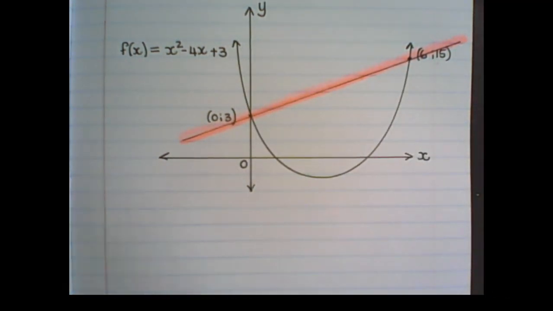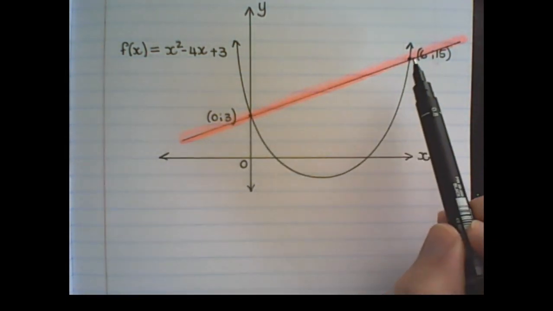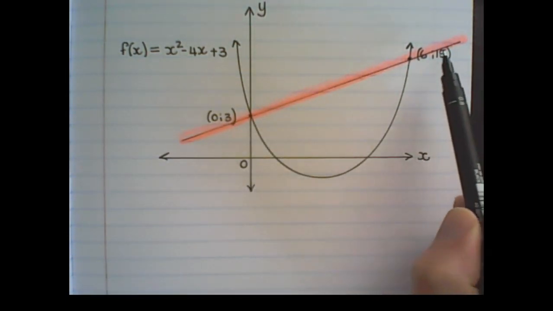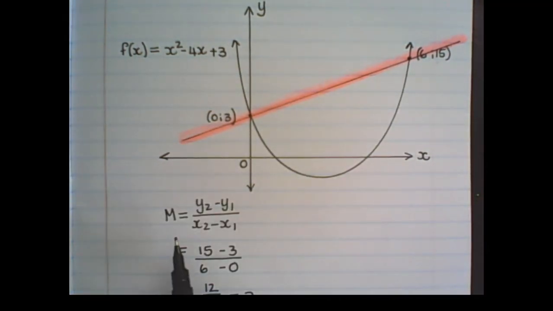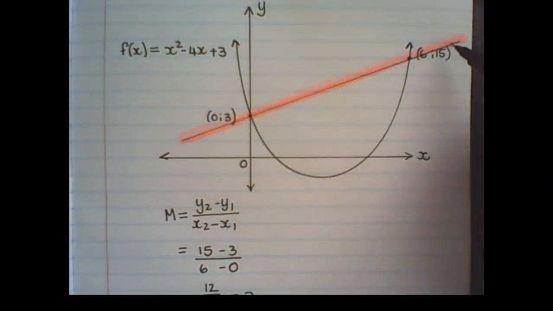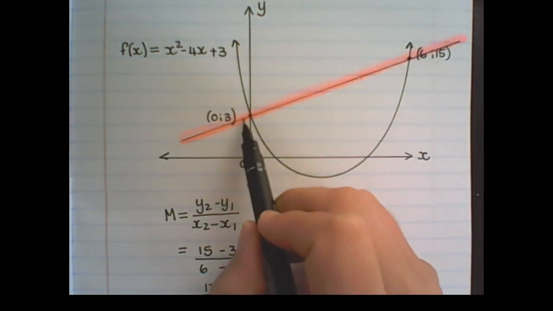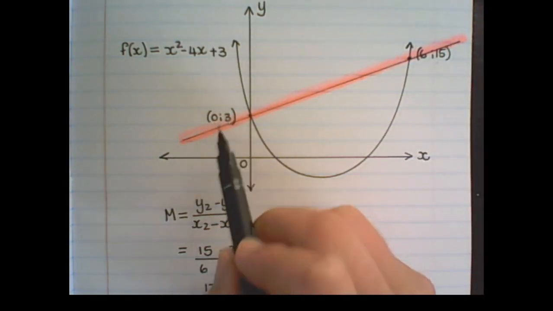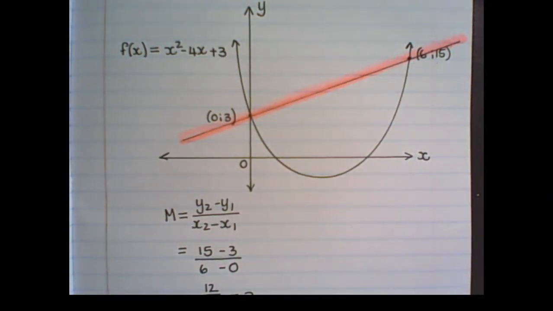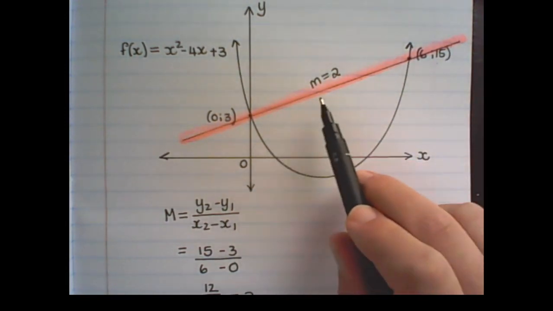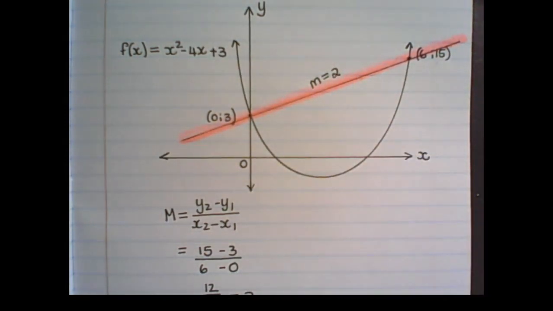And we are going to use the normal gradient formula to find the average gradient between these 2 points. So remember, the gradient is the difference of y's over the difference of x's, and then I used the coordinate on the right as x2 and y2, and the one on the left as x1 and y1. I have substituted those values in and simplified. So the average gradient between these 2 points is 2.